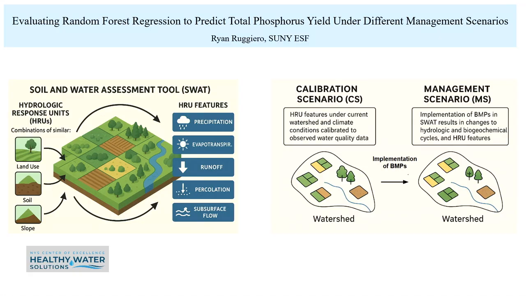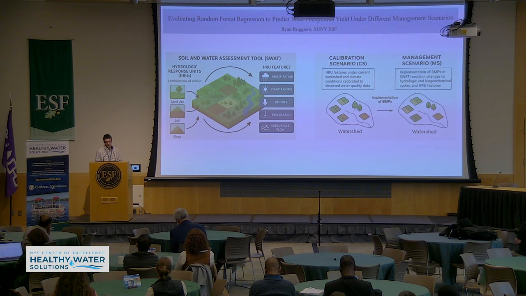The BMP implementation in SWAT results in changes to the hydrologic and biogeochemical cycles and thus changes to the HRU features. For this analysis, I chose random forest regression, which is a machine learning model that is flexible and can handle various data types. To train the random forest model, I used HRU features and nutrient yield from a SWAT model created by the USGS for a tributary to Lake Erie. This model was built to estimate total phosphorus yield under current watershed conditions, as well as under a management scenario aimed at reducing nutrient export.